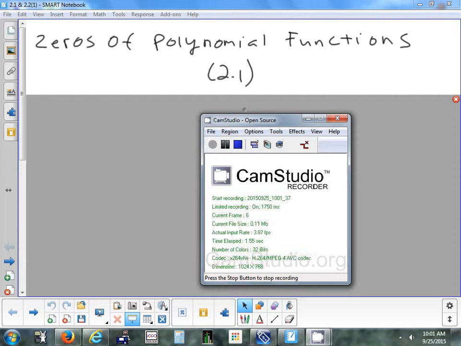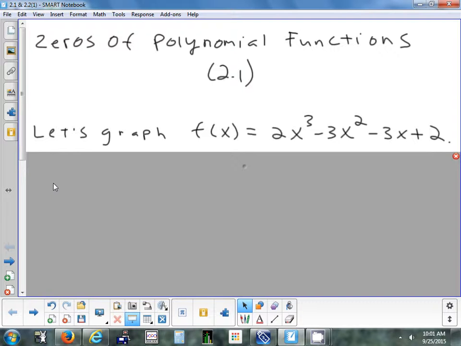Right, so let's take a look at the first section in chapter 2, which is section 2.1. In this chapter, basically what we're going to do is look at polynomials. We'll do a lot of stuff on the calculator, looking at polynomials, and then we'll also do a little bit of stuff algebraically.